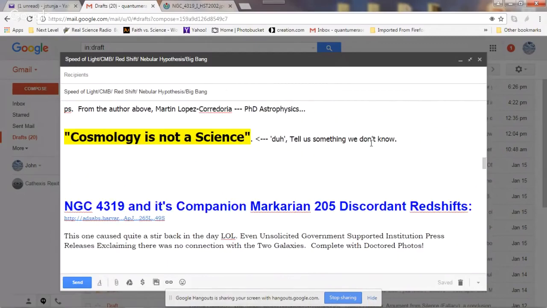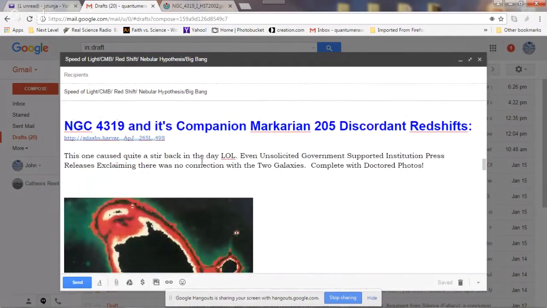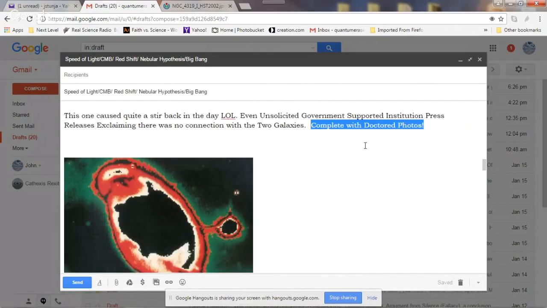So, the next one, this is a good one. This caused quite a stir back in the day. This is NGC 4319 and its companion, Markarian 205. Like I said, it caused quite a stir, even unsolicited government-supported institutional press releases exclaiming there was no connection between the two galaxies, complete with doctored photos. You guys like this? Who does that? We're going to get to that in a minute.